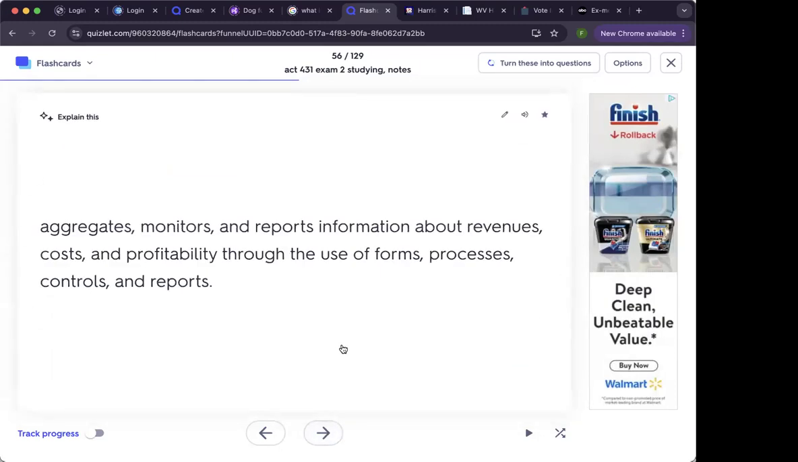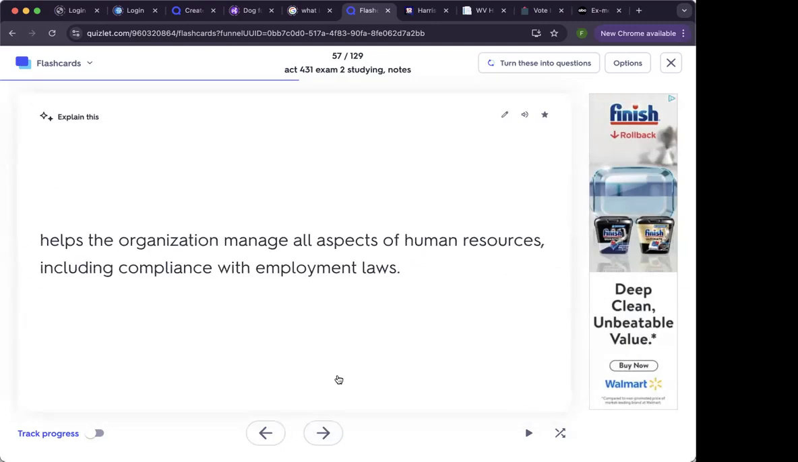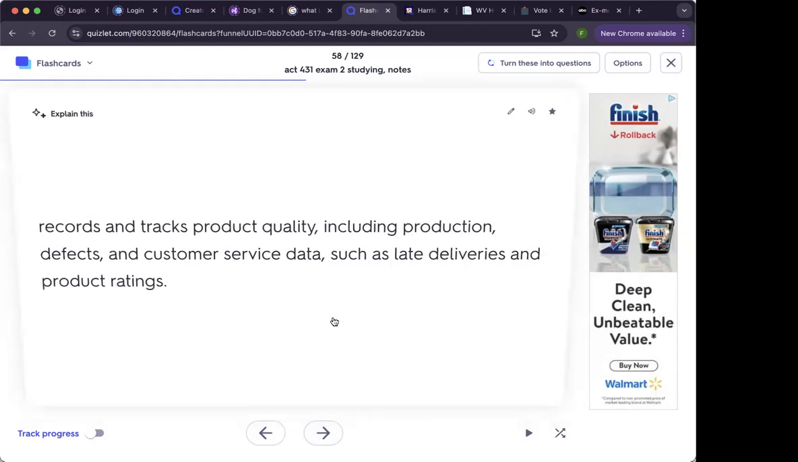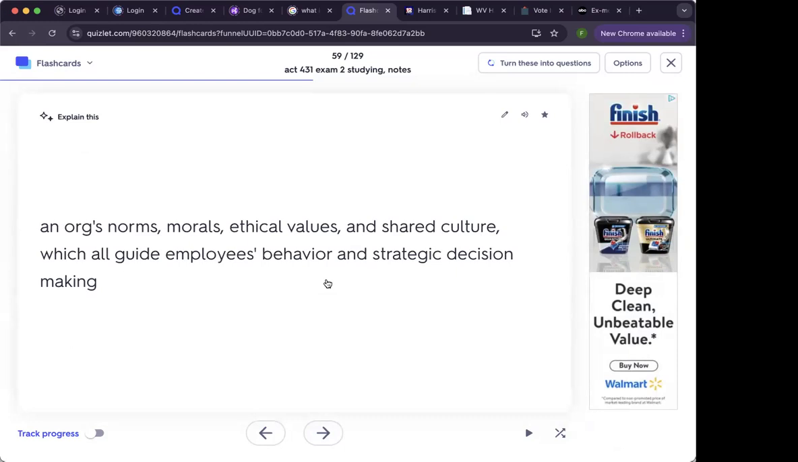Cost accounting system aggregates, monitors, and reports information about revenues, costs, and profitability through the use of forms, processes, controls, and reports. HR management system helps the org manage all aspects of human resources, including compliance with employment laws. Quality management system records and tracks product quality, including production, defects, and customer service data, such as late deliveries and product ratings. Informal controls. An organization's norms, morals, ethical values, and shared culture, which all guide employees' behavior and strategic decision making.